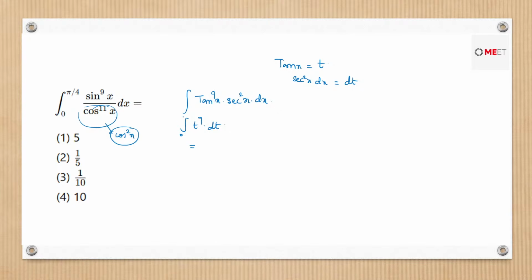The limits are 0 to pi by 4. So integration of t power 9 is t power 10 divided by 10, from 0 to pi by 4. And this will be equal to 1 by 10 into tan x power 10. Tan pi by 4 is 1 and tan 0 is 0. So this is 1 power 10 divided by 10. So the answer will be 1 by 10. That is option 3 is the answer.